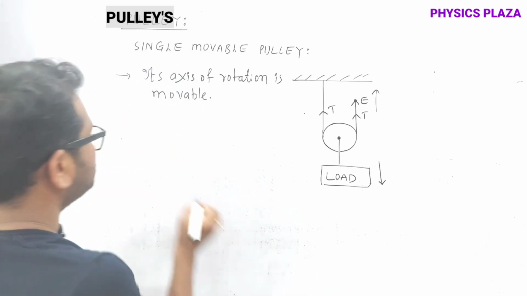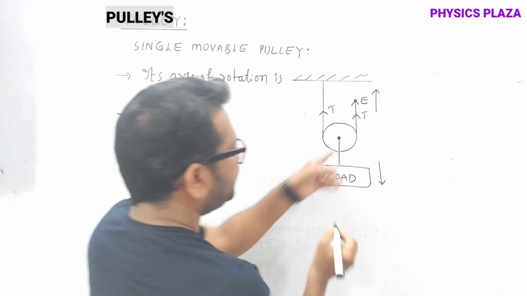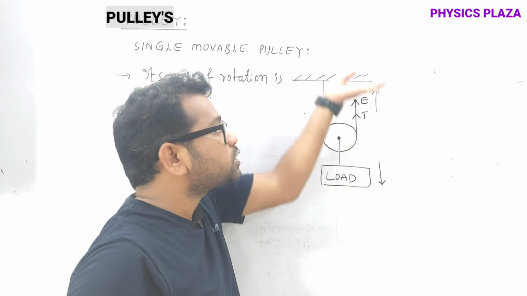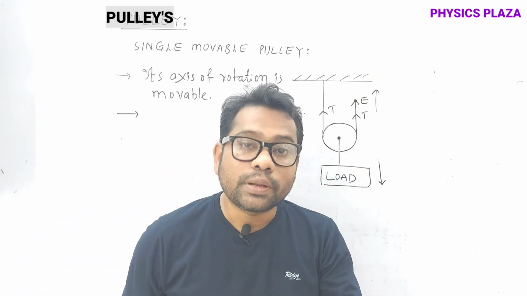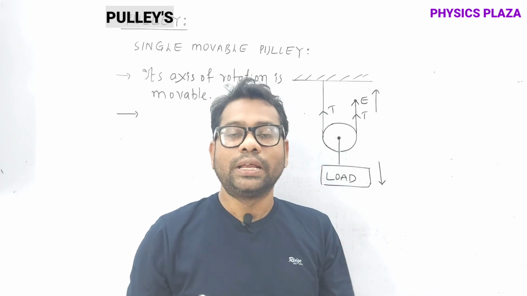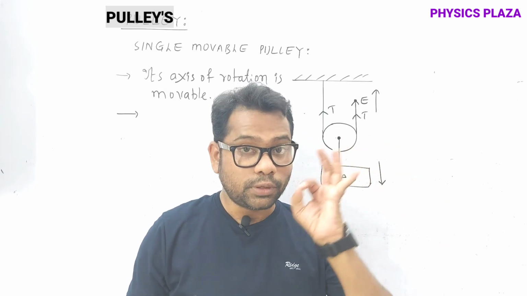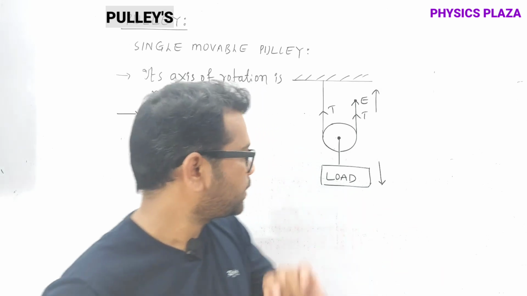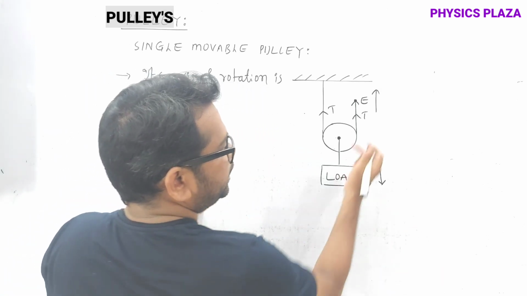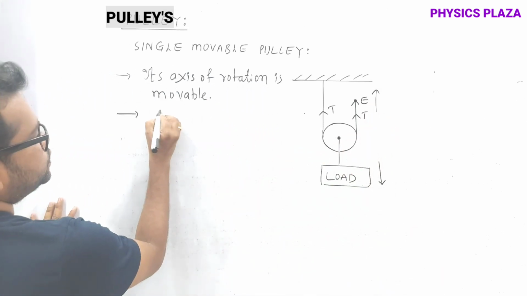And one important thing, children: here you are applying the effort in the upward direction, and the load is also moving in the upward direction, which means what? Effort displacement and load displacement, both are in the same direction. The displacement of effort and the displacement of load will be in the same direction. Clear? Fine, children.